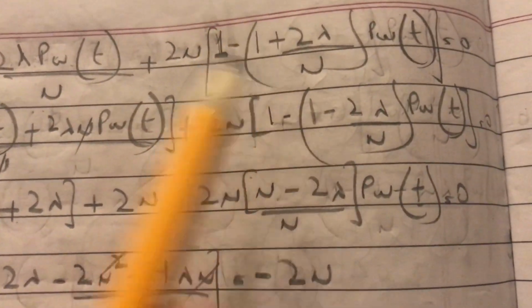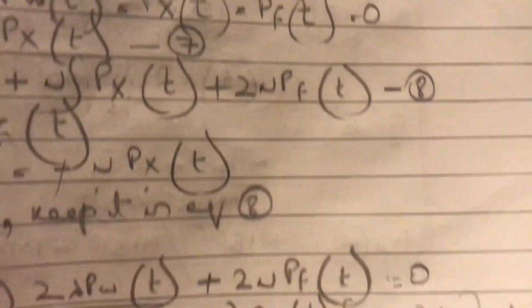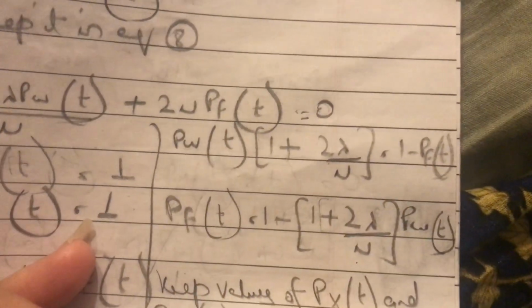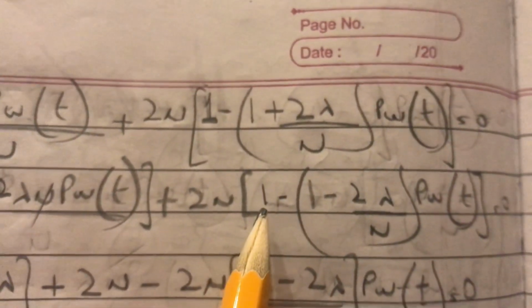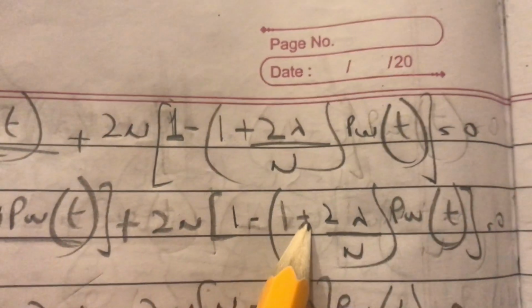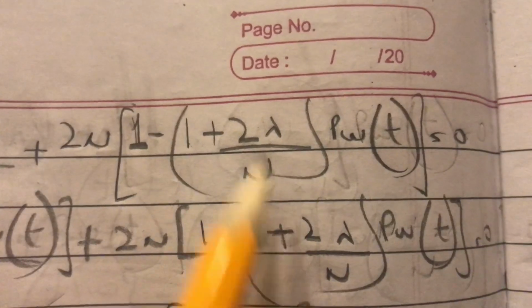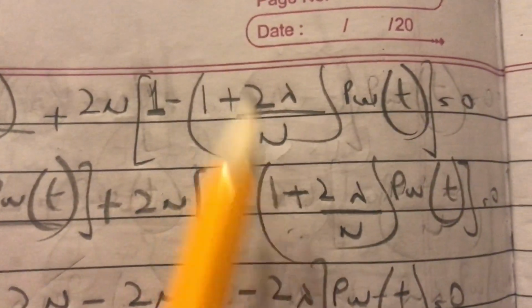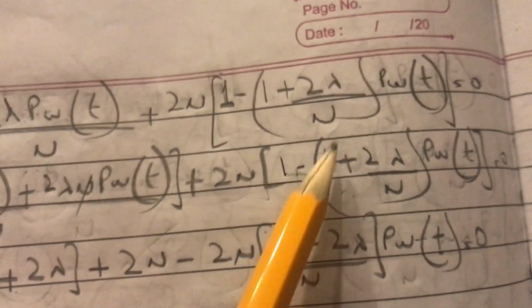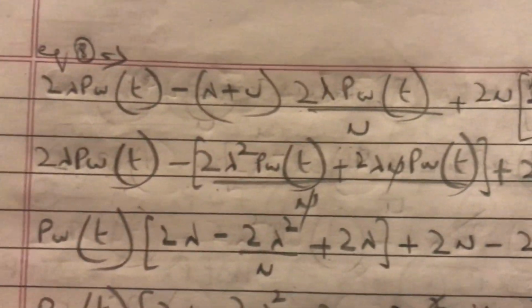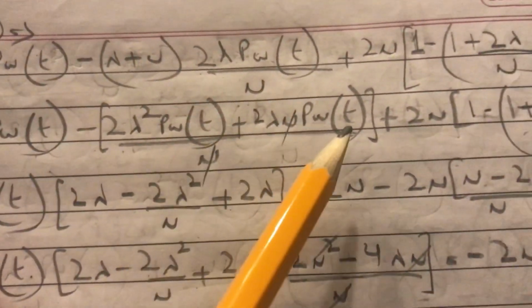One plus 2 lambda over mu. We have a plus here, and we have kept it as minus here. So we'll keep it as 1, as plus, sorry, as it was before. Everything is clear till here.